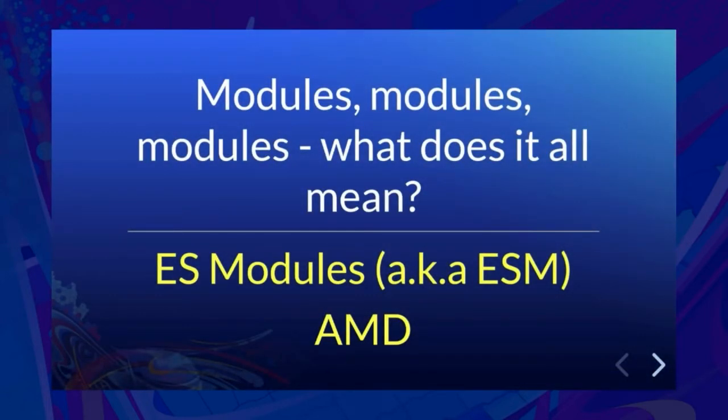So there's lots of modules. What does all this module stuff mean? Well, to start things out, there's two different modules that the ArcGIS API for JavaScript provides functionality through. And those are ES modules, also called ECMAScript modules, or simply just ESM. And we also have AMD modules. These implement the asynchronous module definition format.